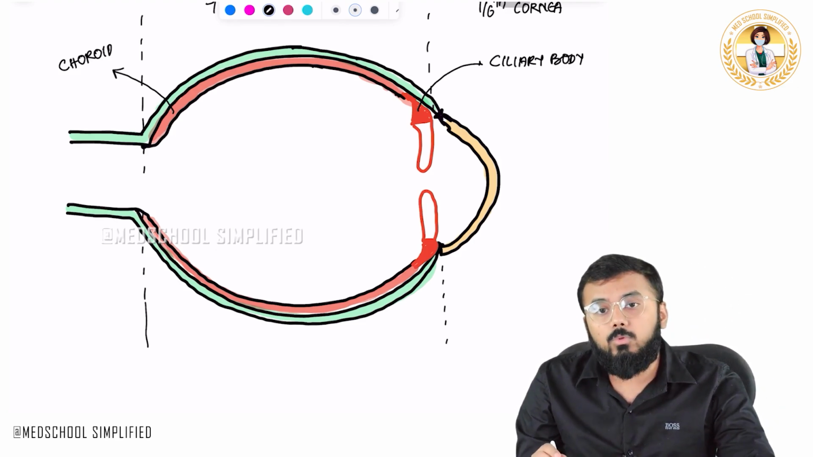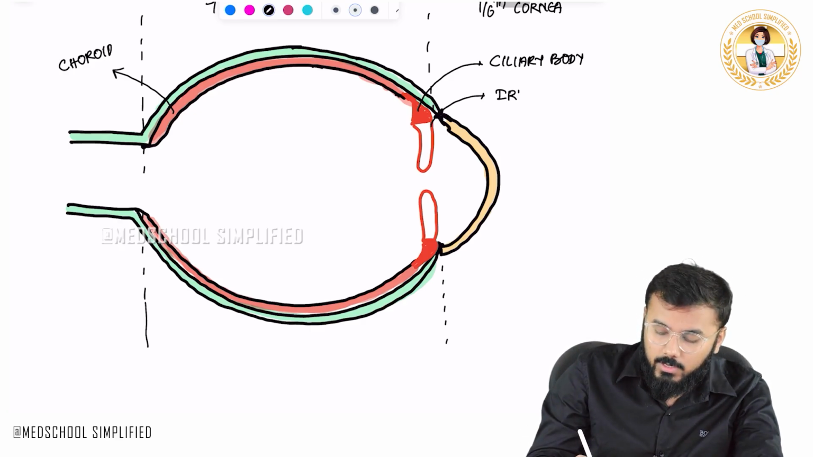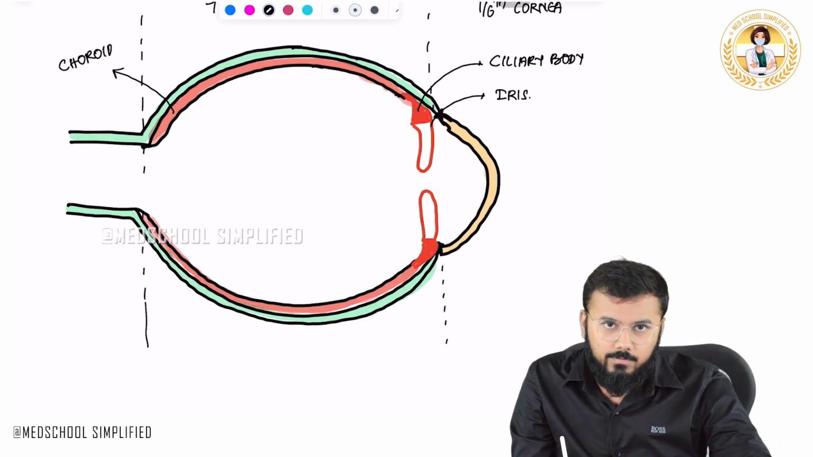Now hanging down from the ciliary body you have got a structure like this, and this is called as your iris. Hanging down to this ciliary body, you have got another important structure here. This structure over here is called as your iris.